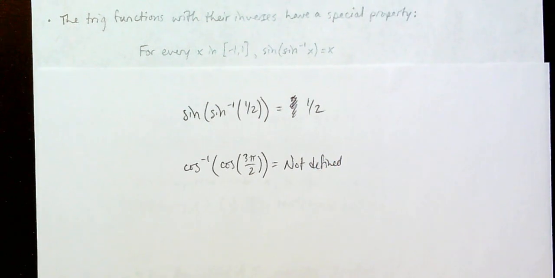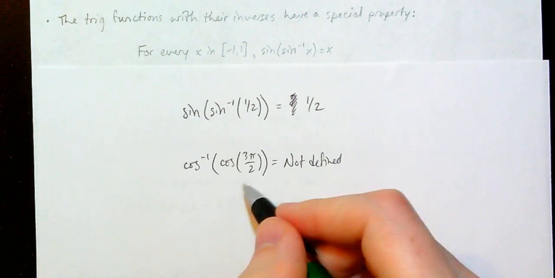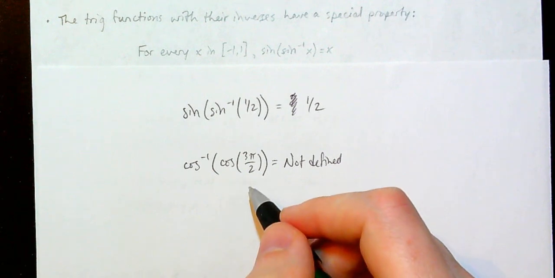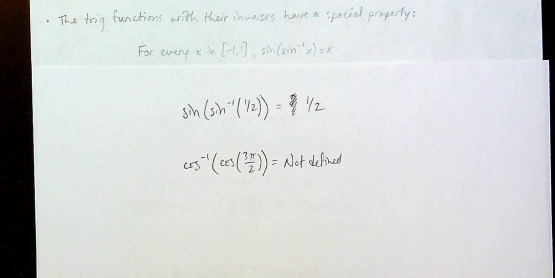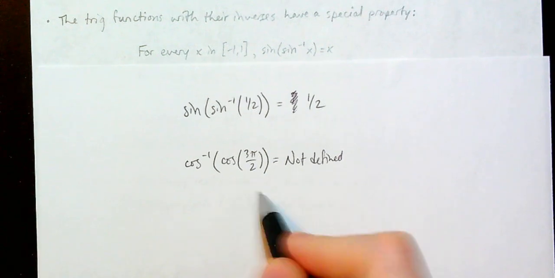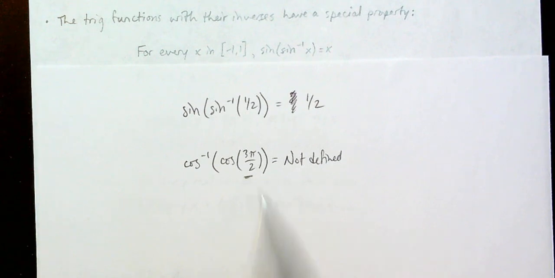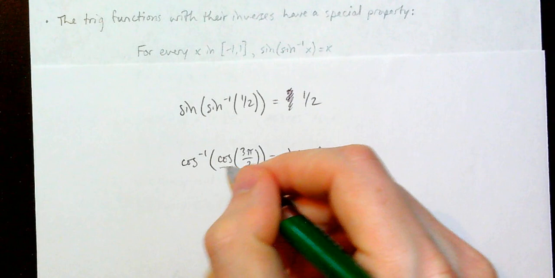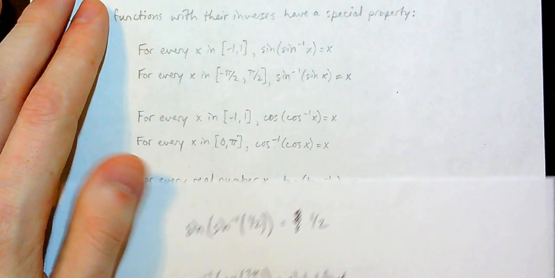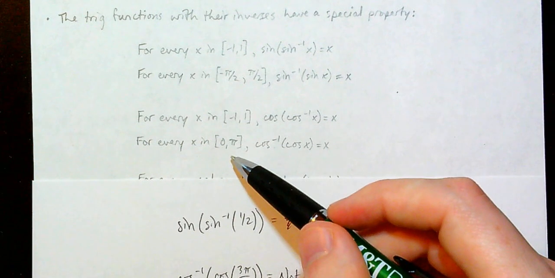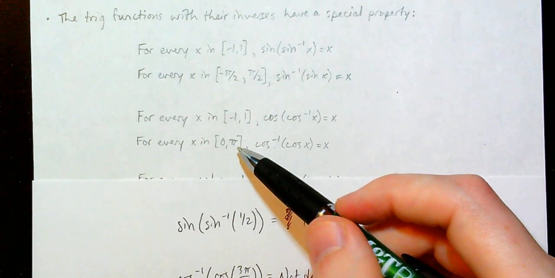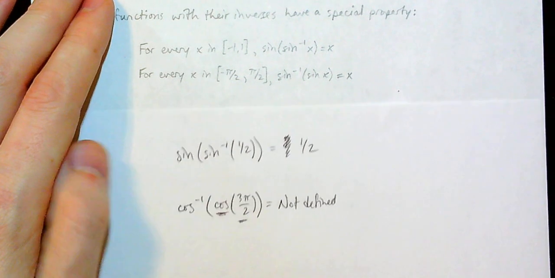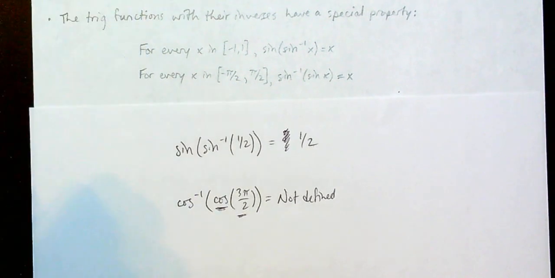Technically, could you do these calculations separately and come up with something? Yes. Technically, you could do the cosine of 3 pi over 2 and you would get a number, and then you could take that number, plug it into the inverse cosine, and get something out. But as a composition here, because this input here is not in the domain of my inside function here, because again, it's cosine, we have to use values between or equal to 0 and pi. Because it doesn't fall within there, we have to say that this thing is not defined.